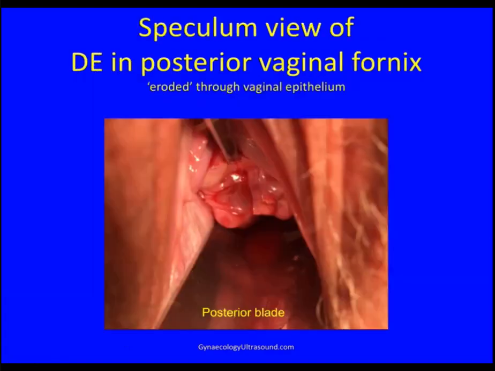And if you put a speculum inside the vagina, this is the posterior blade, the cervix is up here somewhere. This is that nodule of deep endometriosis almost eroding through the vaginal epithelium. So they can be seen on speculum examination, and you can feel them on vaginal examination too.